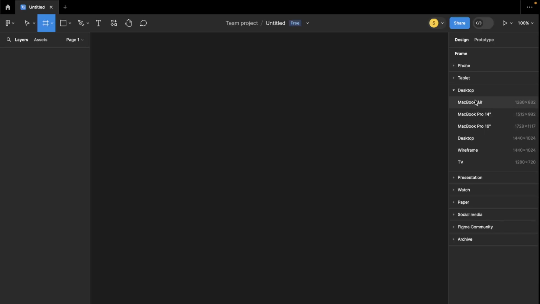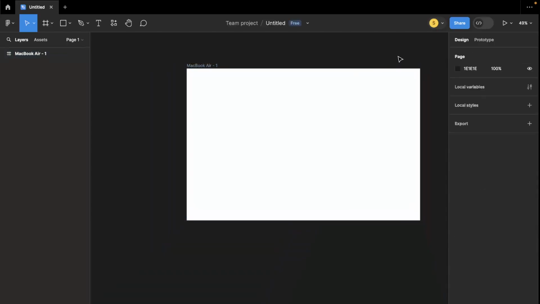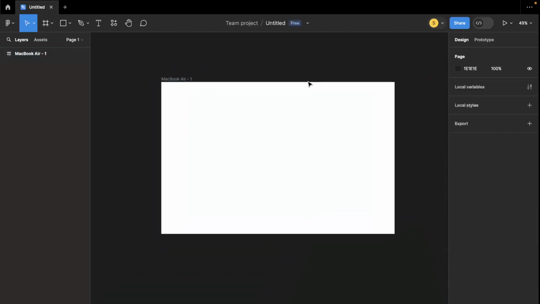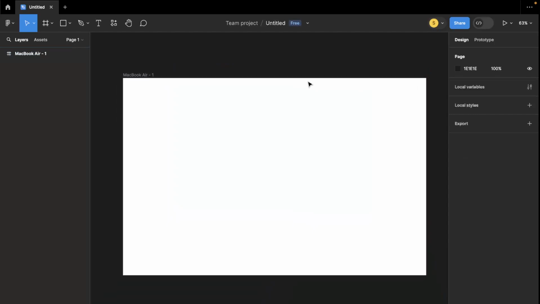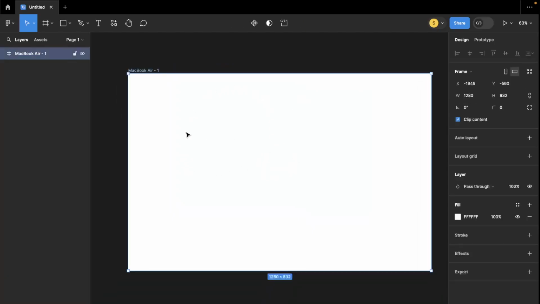So from here I'm choosing MacBook Air. This is the size or the pixel size of the MacBook Air. I hope you have chosen something. You can choose anything, desktop or anything. Just go to the desktop, choose anything that you like. I have chosen this MacBook Air. So now this is our frame.